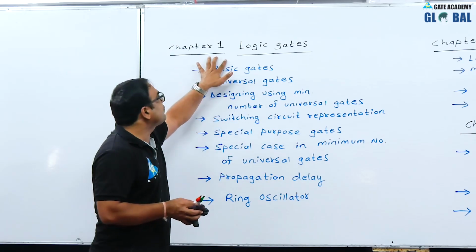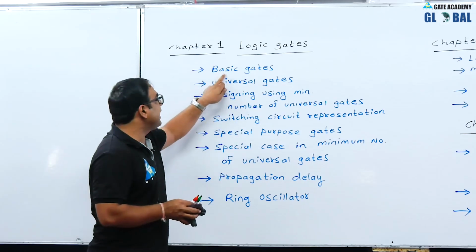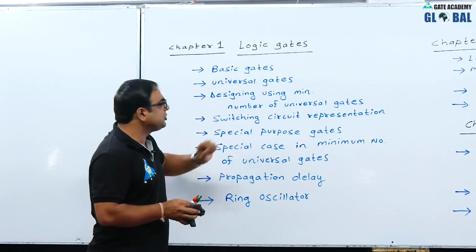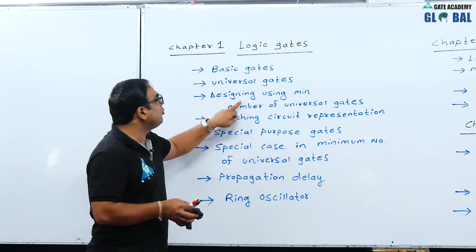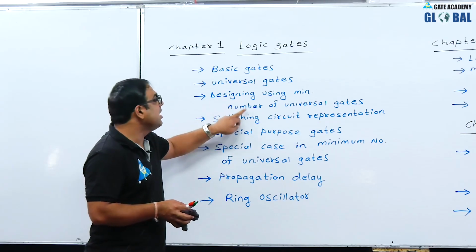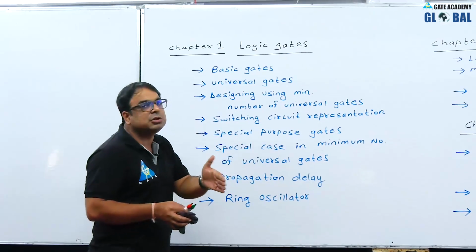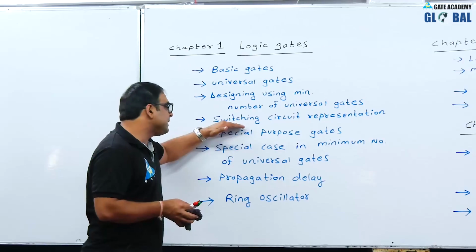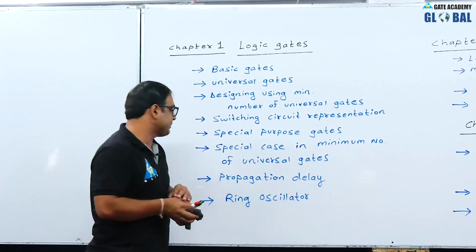In logic gates, first we will discuss that there are three types of logic gates: basic gates, universal gates and special purpose gates. In universal gates, we will be discussing how to design a given function using the minimum number of universal gates, that will be NAND gate or NOR gate. We will also be discussing the switching circuit representation of all the gates.